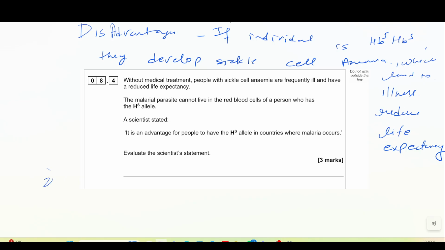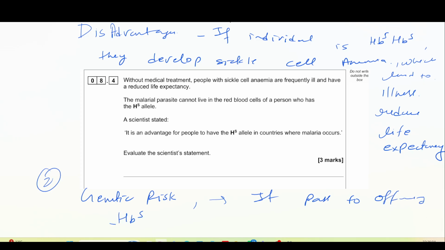Other disadvantages, genetic risk. Because there is a 25% chance of having a child with sickle cell anemia if both parents have the mutated allele. So it can pass to offspring. It passes to offspring if both parents have HbS, the mutated allele.